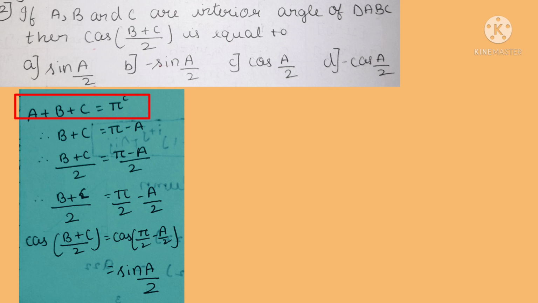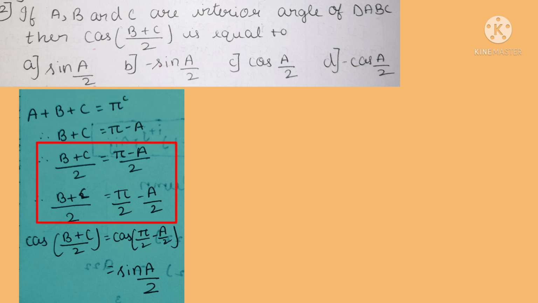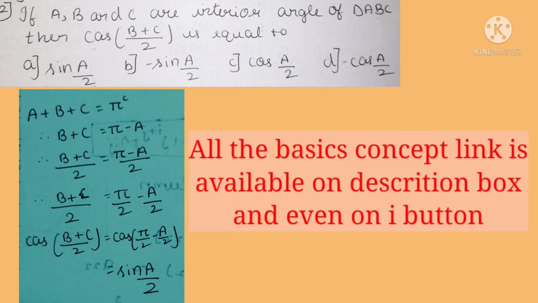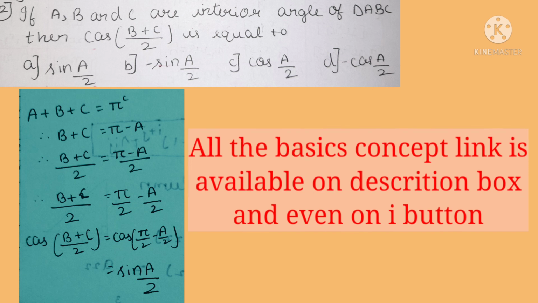Pi is nothing but 180, in which A, B, C are the interior angles of the triangle. The sum of the angles of a triangle will be 180. We'll just divide by 2, take it to the right hand side, and by the allied angles formula we can find it. All sorts of things I'll explain. At the I button, you can cross-check with this video if you have any queries.